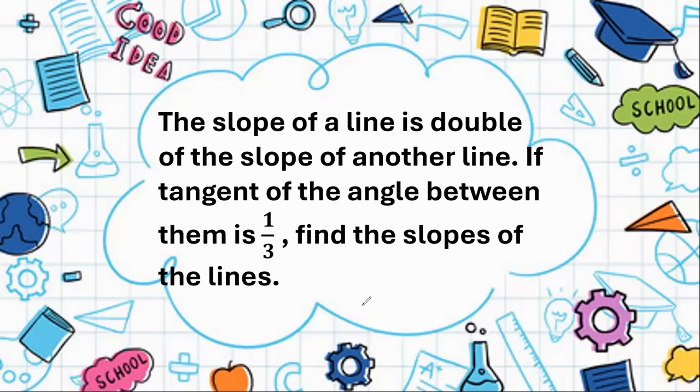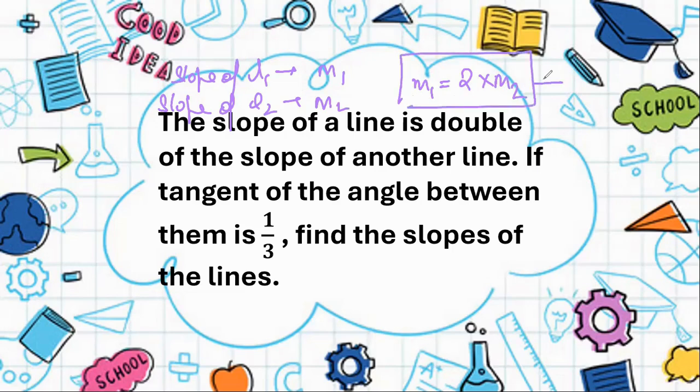The question is: the slope of a line is double the slope of another line. So there are two lines, line L1 and line L2. When we talk about the slope of line 1, let's say it is M1, and the slope of line L2 is M2. What they are saying is that line 1's slope is double, meaning twice the slope of the second line's slope, right? So M1 is equal to twice M2. This is the first equation that I am getting from the question.